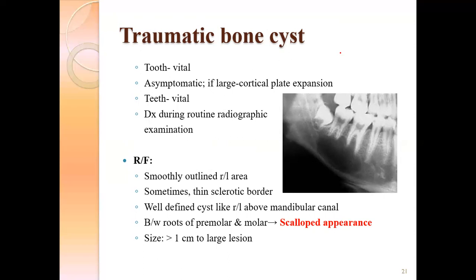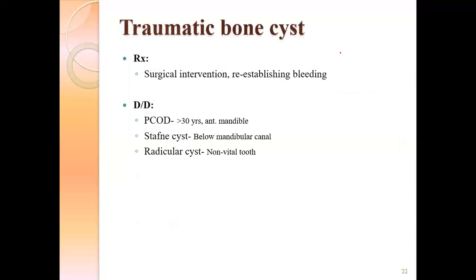That is, the lesion is seen extending between the roots of the tooth. In case of posterior teeth, in between the roots of premolar and molar region. And these lesions are seen above the inferior alveolar canal. And the size will be larger than 1 centimeter. Treatment is re-establishment of bleeding by surgical intervention. And the differential diagnosis is periapical cemento-osseous dysplasia, which is seen in the anterior teeth, and stafne bone cyst, which is seen below the inferior alveolar canal.